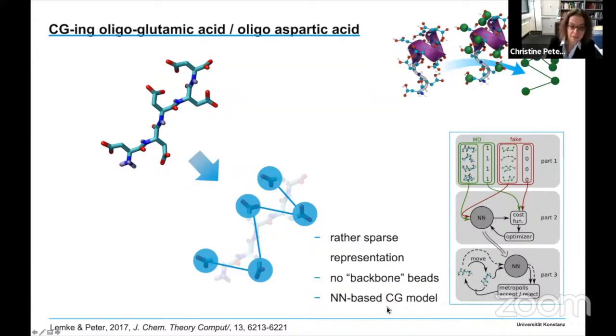In fact, this coarse-grained model has been made with the help of a neural network-based approach, which I won't go into details about here. So let's just call it the neural network coarse-grained model. If you want to read up more about it, I would advise you to look into this paper here.